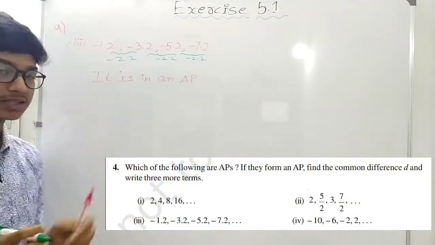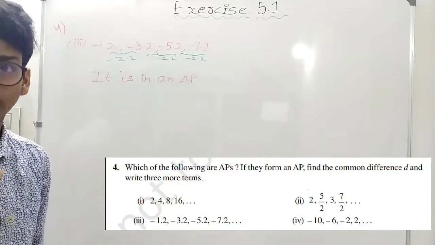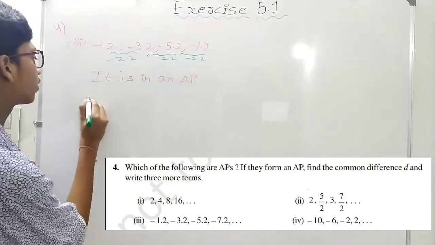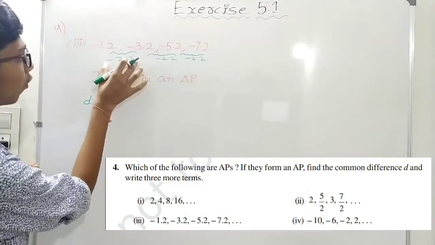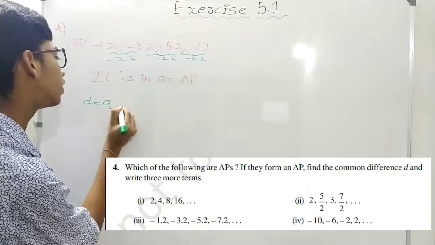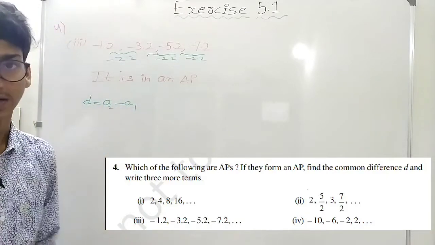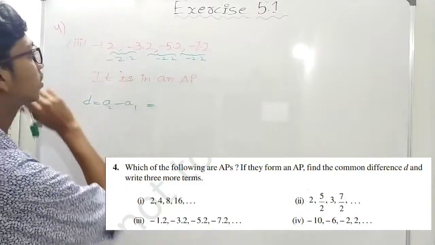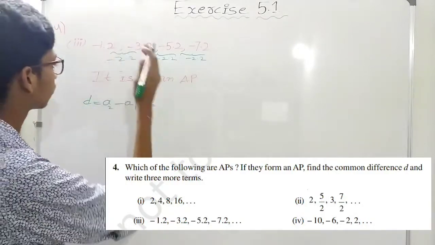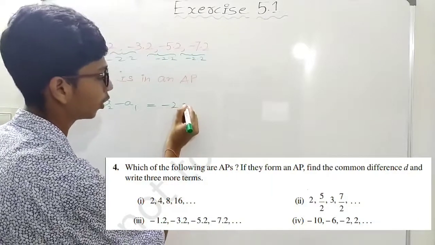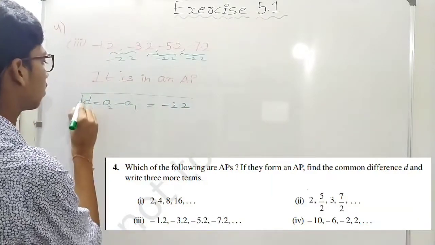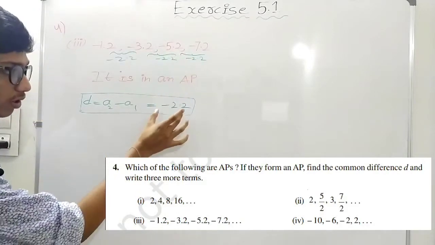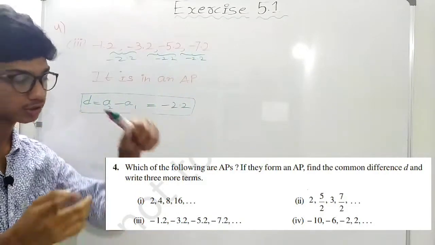So if it is in arithmetic progression, we want to find the common difference and the next three terms. The common difference D, we have already found. Just A2 minus A1, or A3 minus A2, whichever. A2 minus A1 is minus 3.2 minus of minus 1.2, that is minus 2.2. So we get the common difference value.